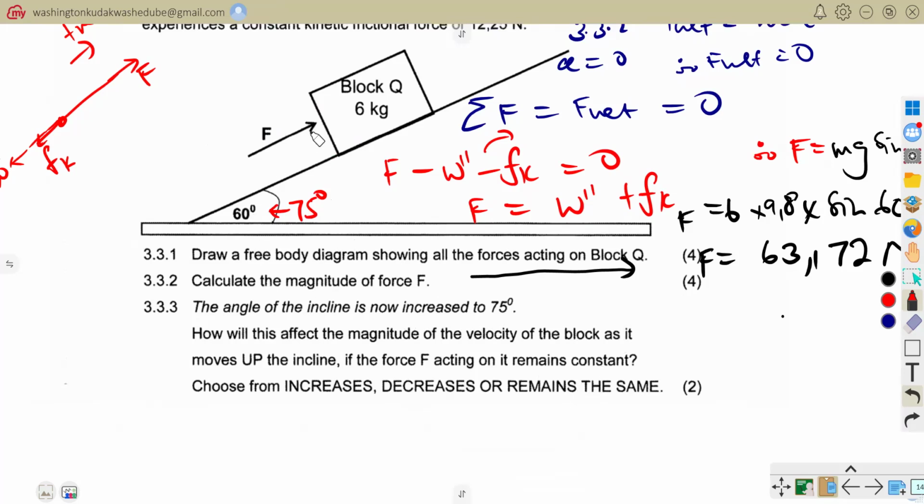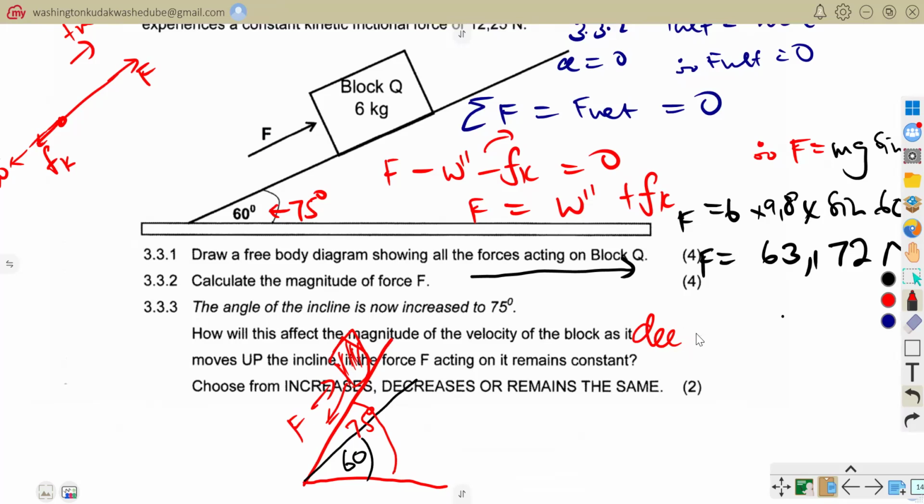So if the force F remains constant, and now we have got a greater incline. At first, the object was actually inclined to this. We were having 60. We are now having what? 75. From just logic, from what you can see here, and we are still having the same F, you would see that the block will now want to actually slide down because the incline is now greater. So therefore, the velocity here has to decrease. The velocity will what? Will decrease. They said choose increase, decrease, or remain the same. The velocity will decrease. The velocity of the object going up is the one that is going to decrease.